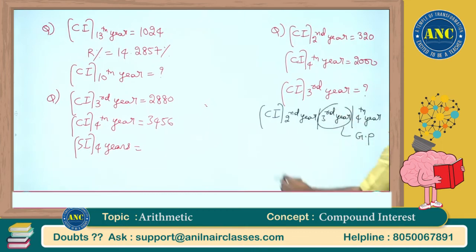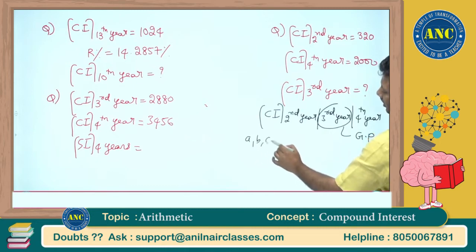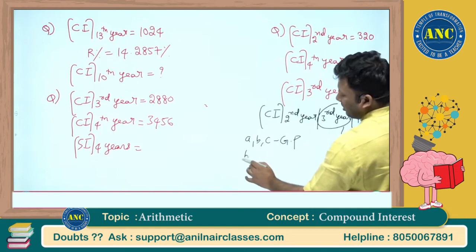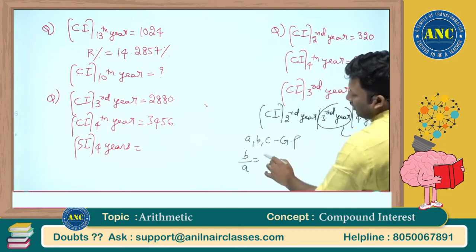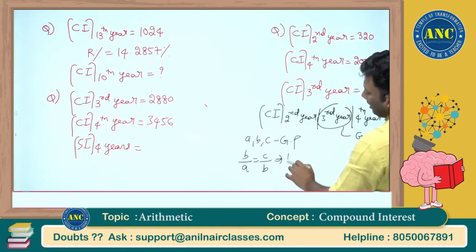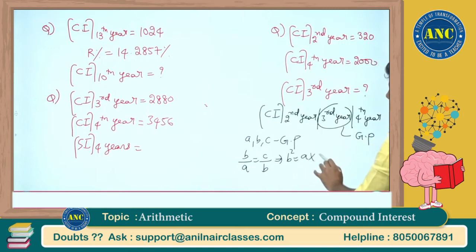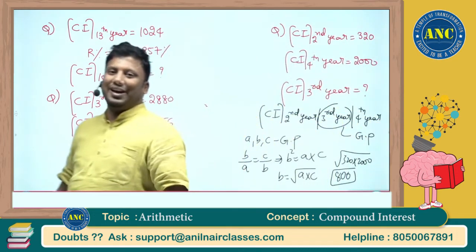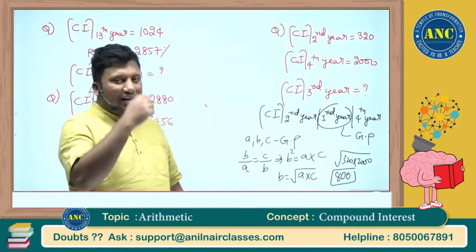I want CI for the third year. If A, B, C are in geometric progression, the ratio is the same. So second term by first term equals third term by second term. B square equals A into C, so B equals root of A into C. So root of 320 into 2000. 4 zeros are there, outside 2 zeros, 32 2s are 64. CI for the third year will be 800.